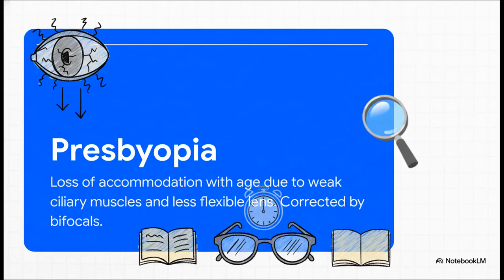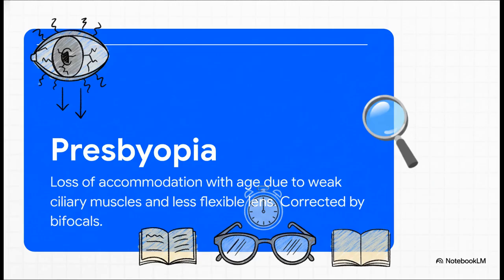And finally, there's a condition called presbyopia. This is an age-related issue. As people get older, the ciliary muscles can weaken and the eye lens itself becomes less flexible. This reduces the power of accommodation, making it difficult to see nearby objects clearly. It's often corrected using something called bifocal lenses.